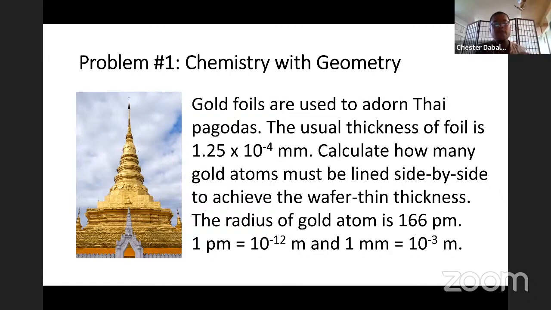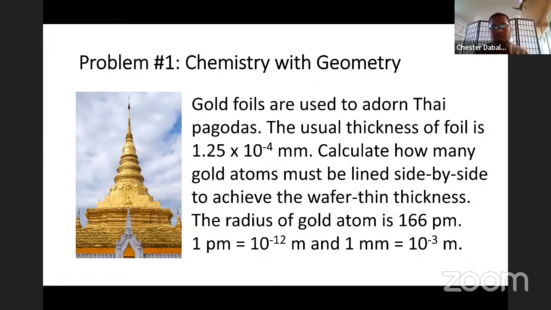Okay. So yung problem. Gold foils are used to adorn Thai pagodas. Okay, so sabi ni Jeffrey, baka may Thai participants tayo. So akmang-akma rin ito. The usual thickness of foil is 1.25 times 10 to the negative 4 mm.